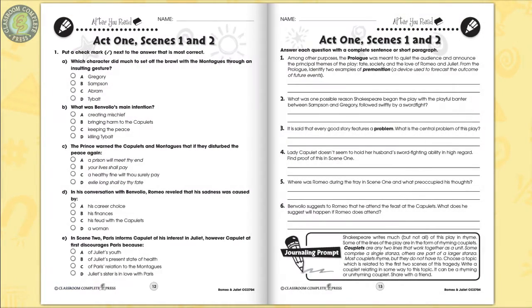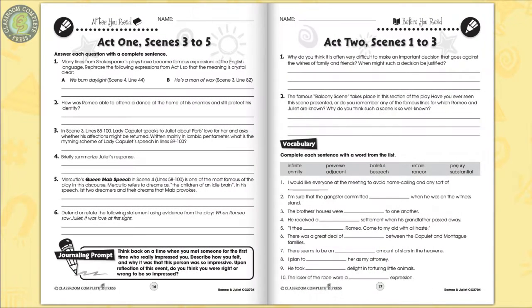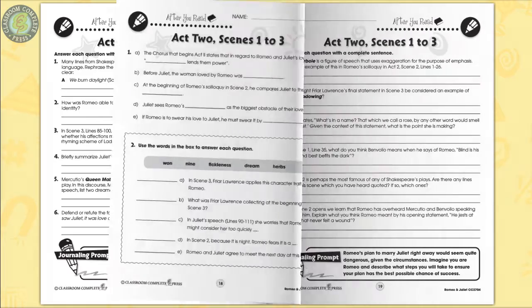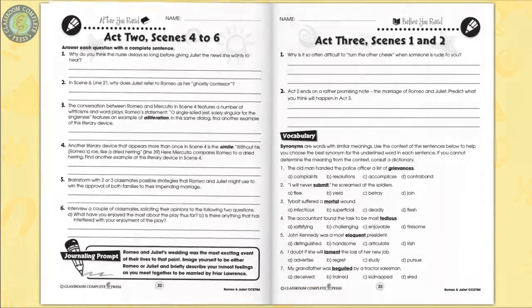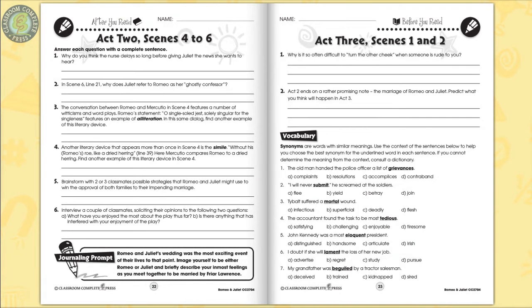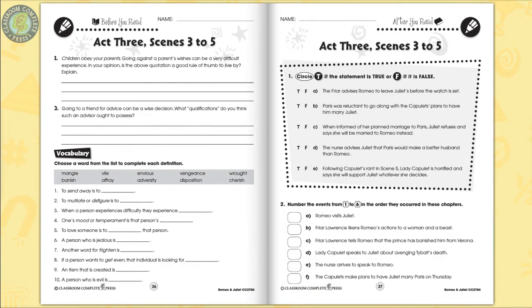Identify the central problem of this play. Defend or refute statements about the play by using evidence from the text. Find an example of hyperbole in Romeo's soliloquy. Identify the use of alliteration within Romeo and Mercutio's conversation. Answer true or false questions concerning the Capulets' plans to have Juliet marry Paris.